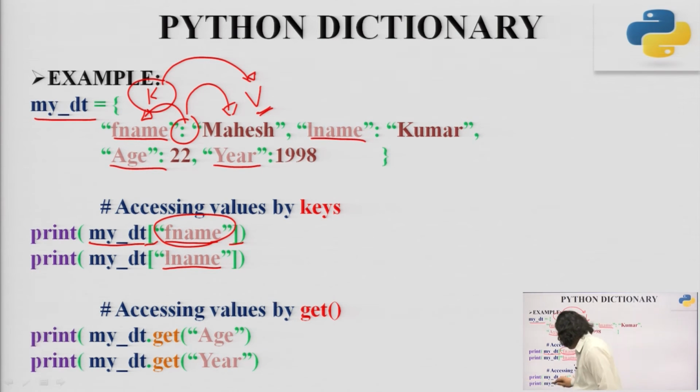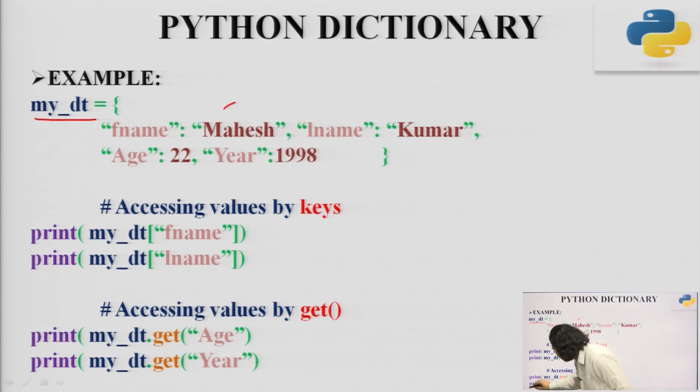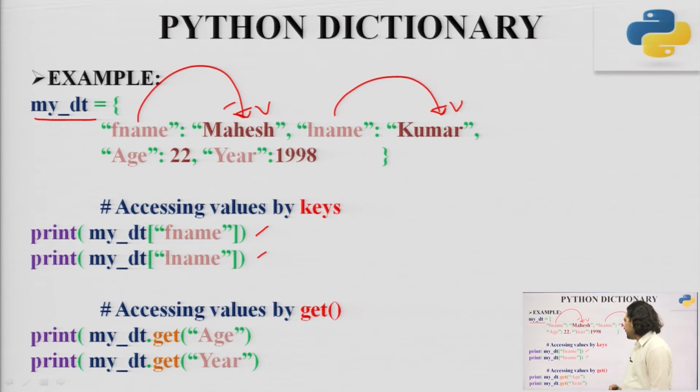So, you can see here that F name is mapped with Mahesh. Similarly, the L name is mapped with the Kumar. So, this is the value. Similarly, for the F name, this is the value. So, ultimately we are going to access the values of the respective keys. This is one way of accessing the keys.